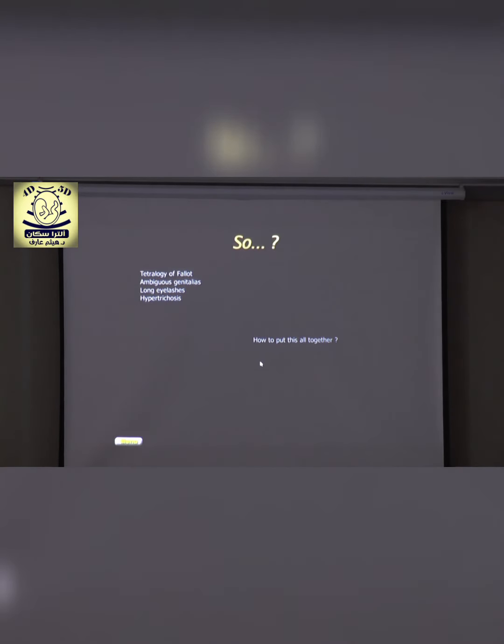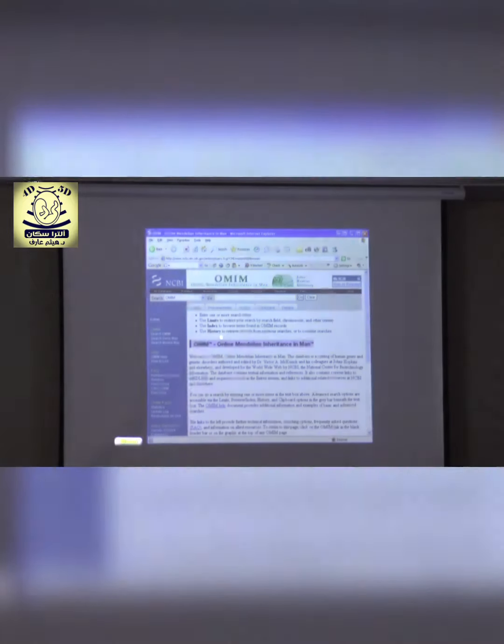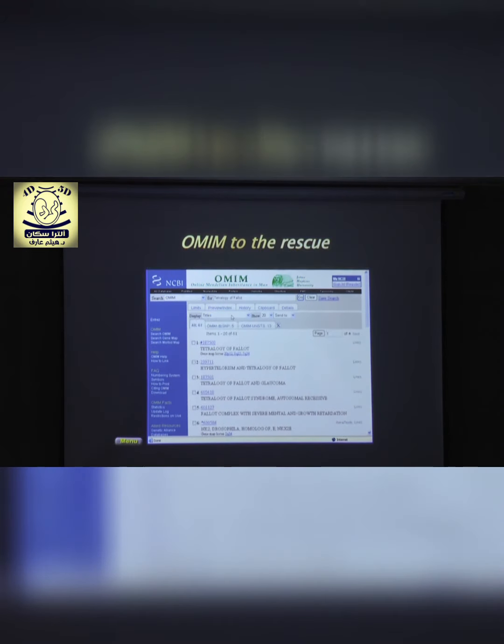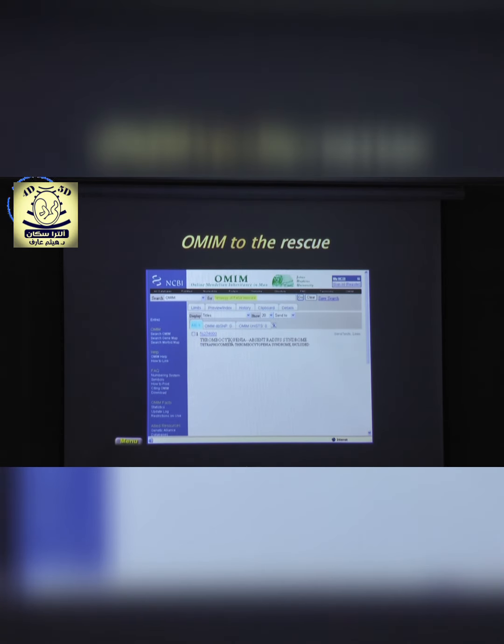Well, we can go into OMIM and we can put tetralogy of Fallot, and there are 61 articles. That's a lot of time to worry about. So we need to make a shortcut. Let's put tetralogy of Fallot in neonate, and we have only one article. And this is someone that has thrombocytopenia, absent radius syndrome, the TAR syndrome. That's not all what this baby had. So this was the wrong direction.